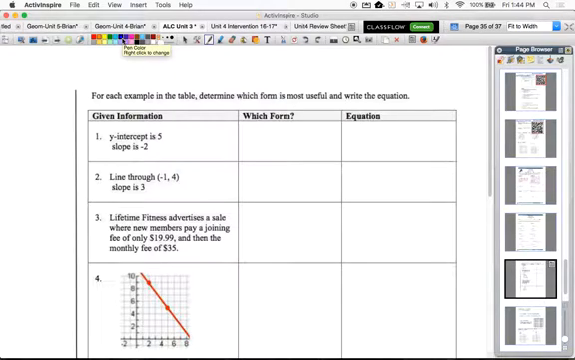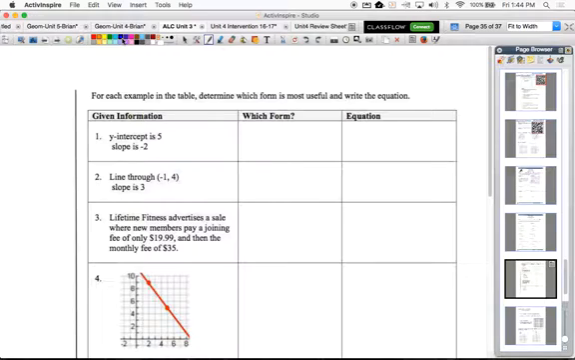Last time we talked about our new form of a linear equation called the point-slope form. So we're going to continue that discussion today and go through some problems and take some notes related to it. So on this page we have a number of situations, and we have to figure out which form of a linear equation would be used.